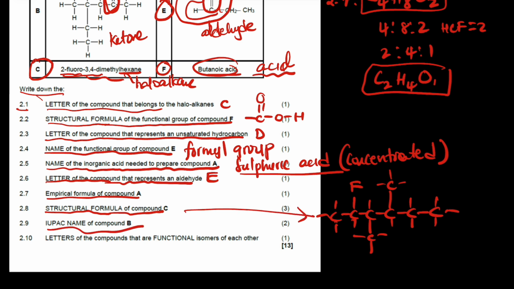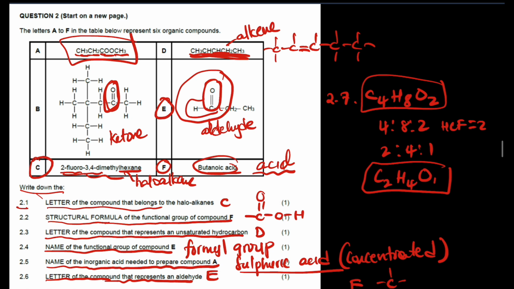The IUPAC name for compound B. Let's look at compound B. I've mentioned this is a ketone because of the functional group there, which is the carbonyl. So let's look at the longest chain there. It's 1, 2, 3, 4, 5, 6. So the longest chain here is 6. If we take that as the longest chain, that means we have branches.